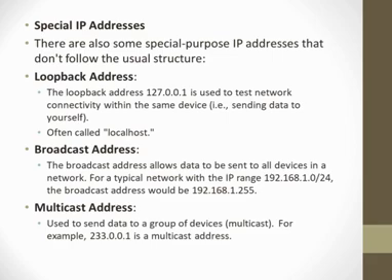And the next, special IP addresses, some of the addresses used here. Loopback address, broadcast address, multicast address. Loopback address is used to test network connectivity in a particular device, and broadcast address allows the data to be sent to all devices in a network, and multicast address is used to send data to a group of devices.